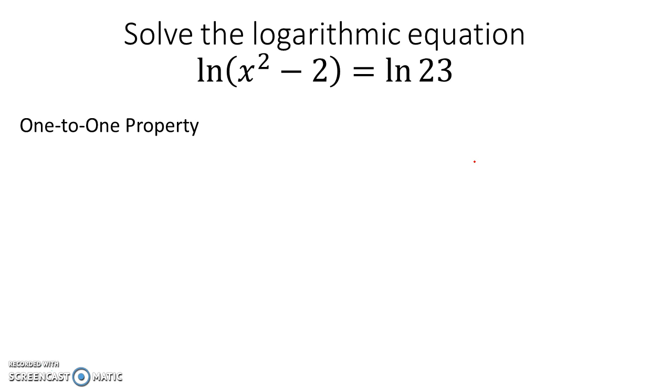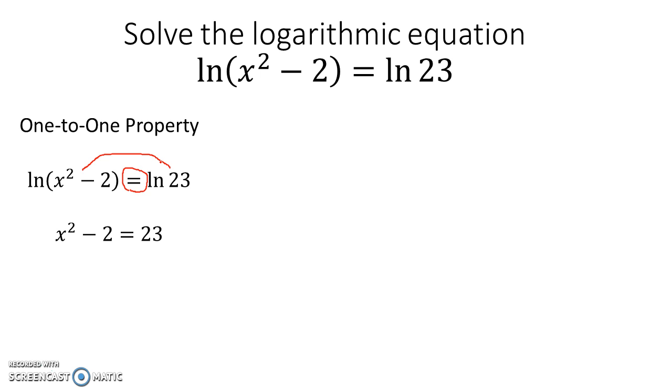The one-to-one property is pretty straightforward. What it says is this. If you have this equation and the natural log of this expression is equal to the natural log of this number, well, if they're truly equal, then this expression must be equal to this number, because we're taking the natural log of something and getting it equal to the natural log of something else. So all those things must be the same thing. So really all the one-to-one property says is if they're actually equal, we can, for lack of a better expression, ignore the natural logs.